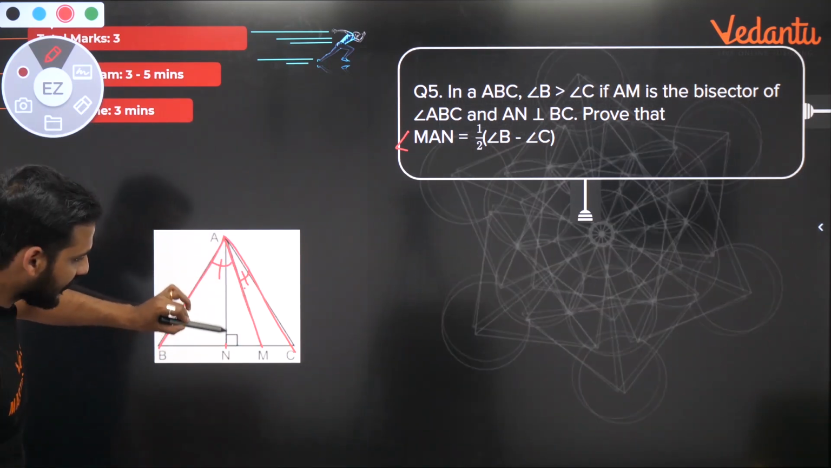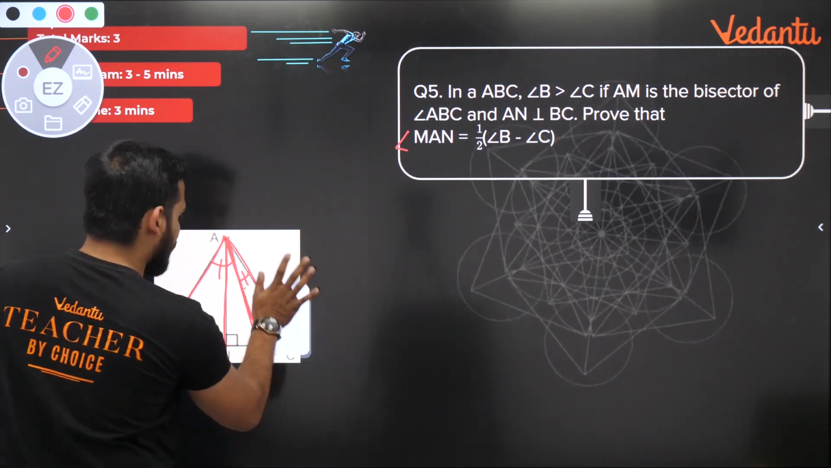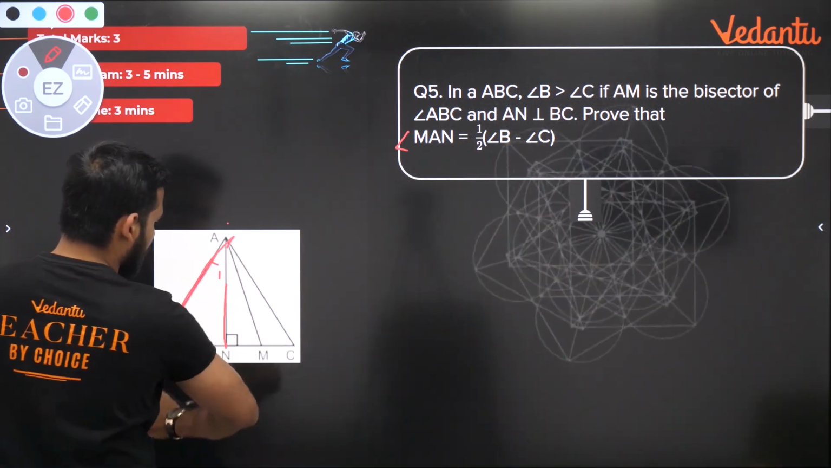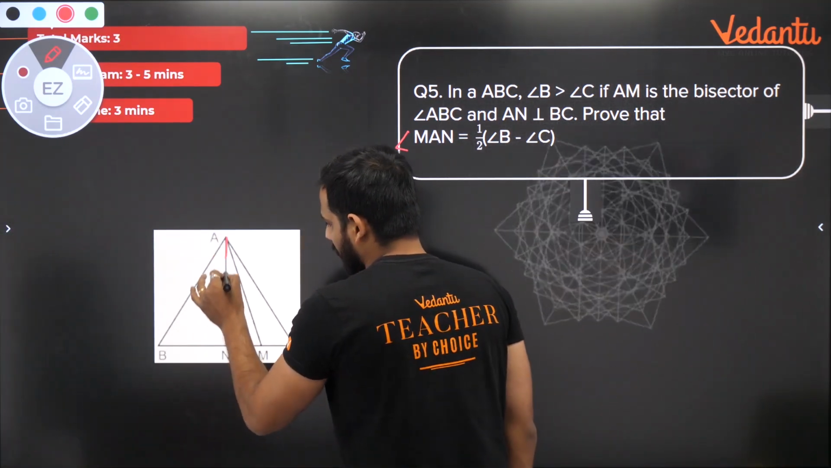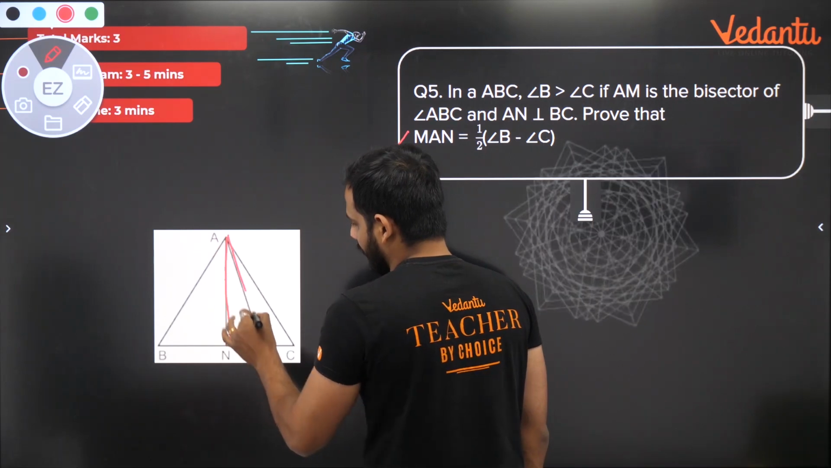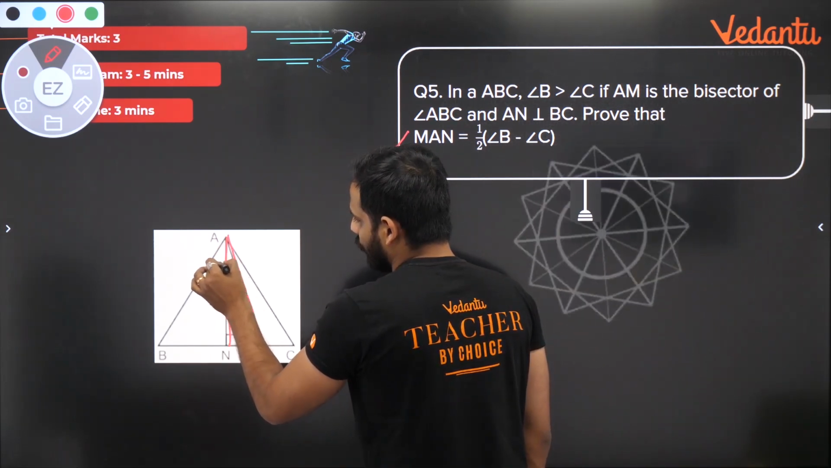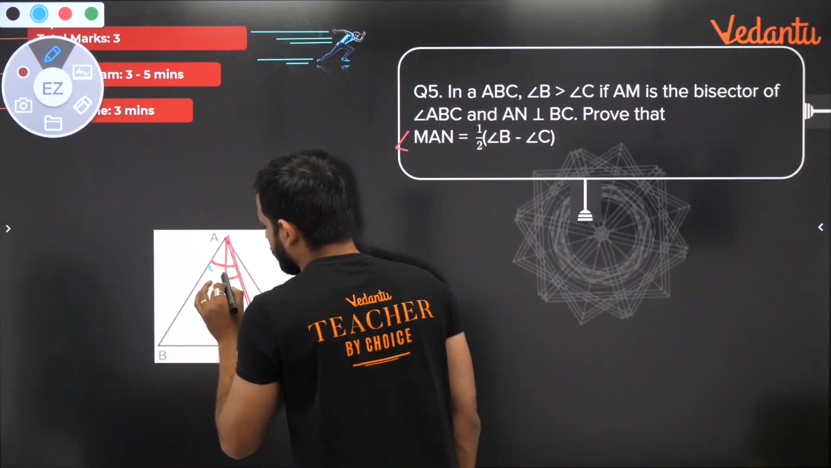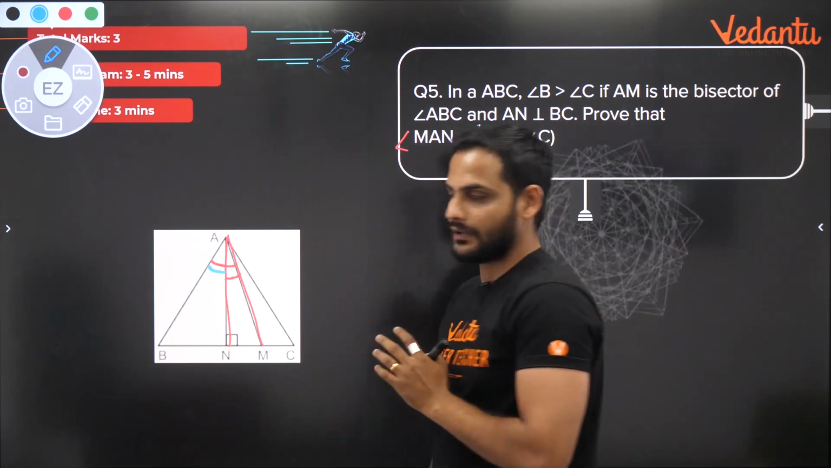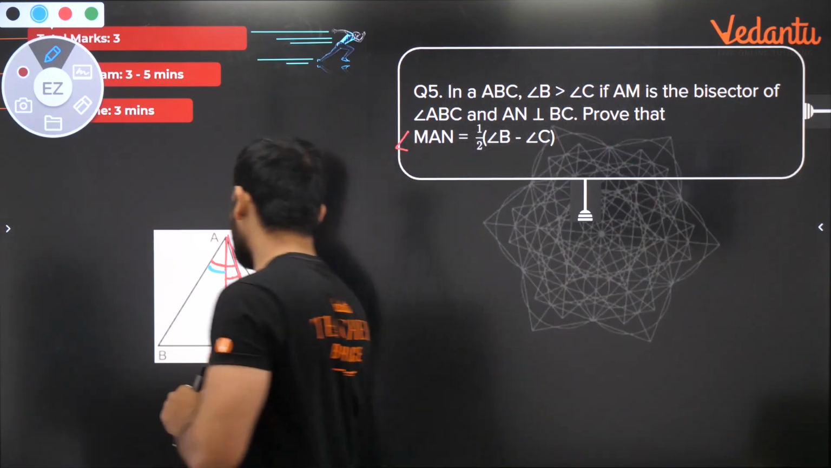Now you can see very clearly that angle MAN will be equal to, I can clearly say that, sir, this angle MAN, this angle MAN which you want me to find out, will be equal to the whole angle minus this part. Yes, it can be said, correct? So now let us focus on this part only.